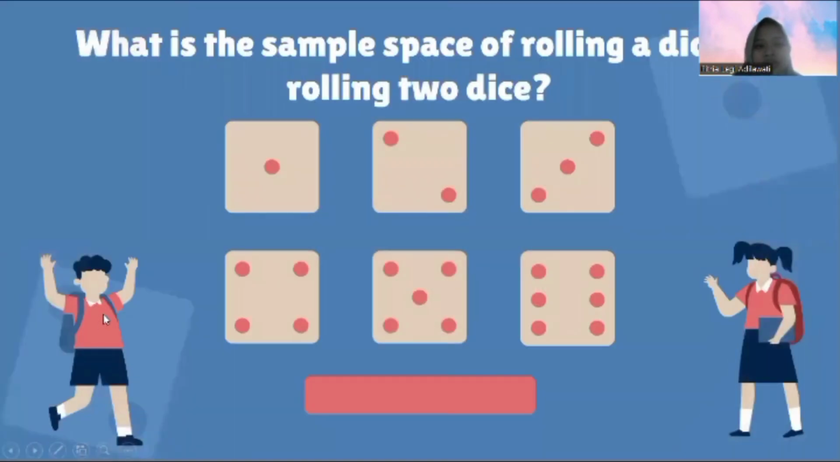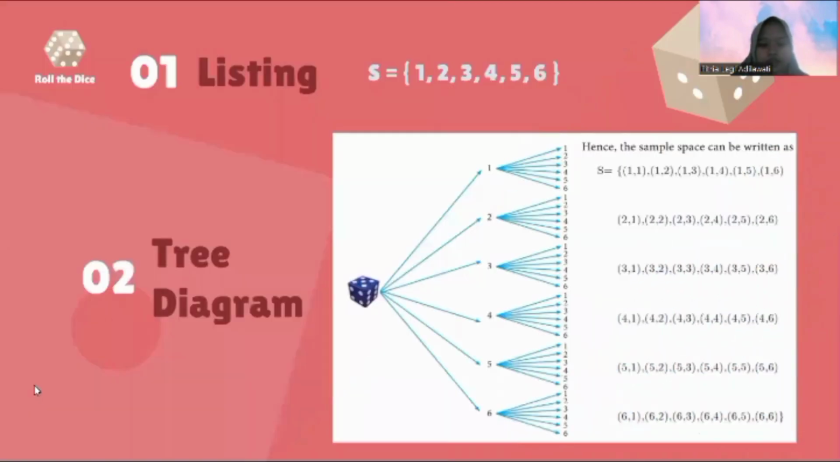So, here is the question. What is the sample space of rolling a dice or rolling 2 dice? So, here is the solution of sample space for rolling a dice. We use the first way, that is listing. There are 6 sample space, which is S is equal to open bracket 1, 2, 3, 4, 5, and 6, close bracket.